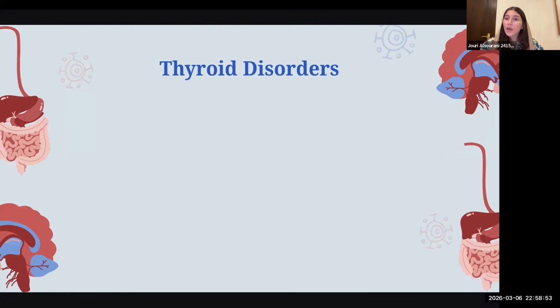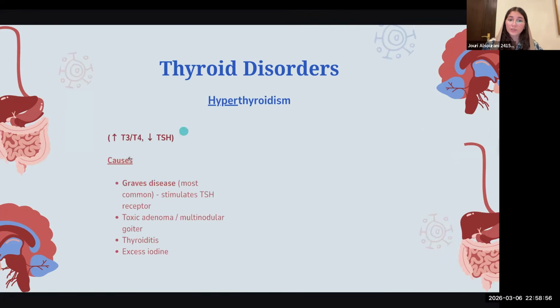For hyperthyroidism, okay, here we're going to have a lot of the thyroid hormones. We're going to have so much T3 and T4, but we're going to have a decrease in TSH. And the most common cause of hyperthyroidism is Graves' disease. What Graves' disease does is it stimulates the TSH receptors, okay? So we have a decrease of TSH. We can also have adenomas, thyroiditis, excess iodine, but the most common cause of hyperthyroidism is Graves' disease.